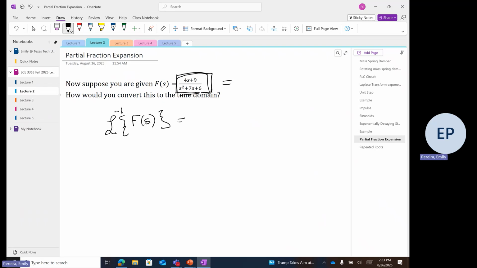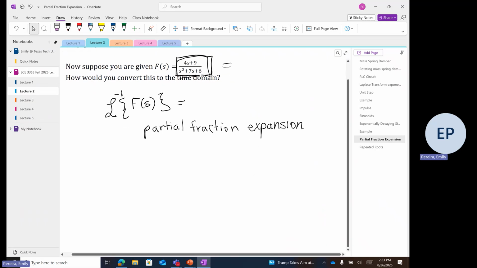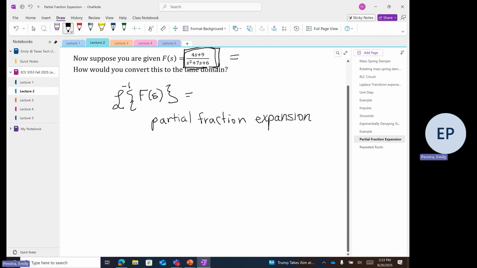So the answer is using partial fraction expansion. You may have learned this once or twice before in another class, and we're going to see it again here in this class. Partial fraction expansion is going to be a great tool for us to take the inverse Laplace transform of this function to get it back into the time domain. This is ultimately how we're going to analyze systems. So this is key for analysis.